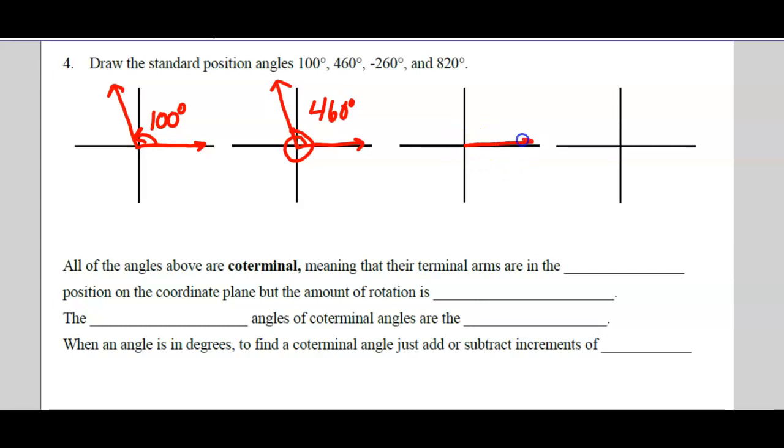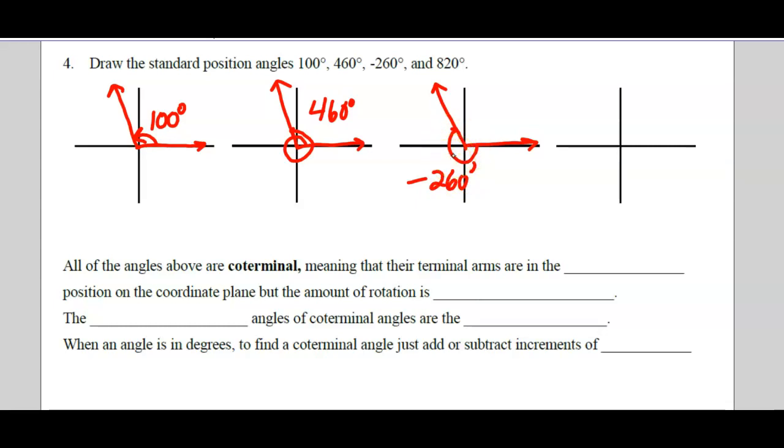Then here, now I'm going negative 260. So there's 180, 260. Oh, that's interesting. That angle over here that we haven't included is 100 degrees, right? So this is negative 260. So it has the same terminal arm, but the arrow's going the other way.